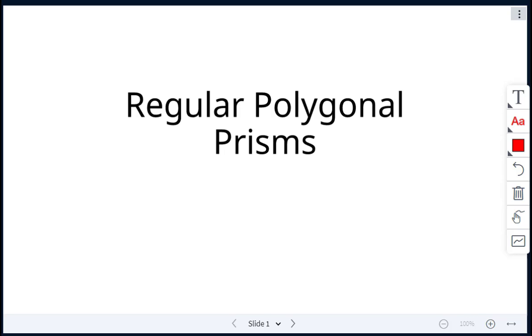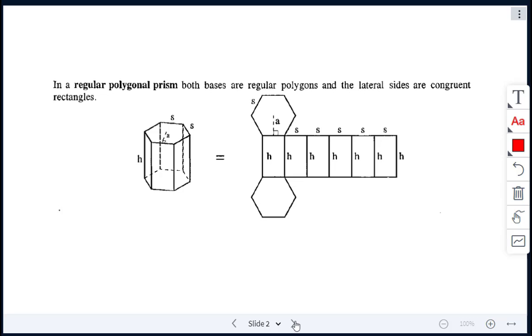All right, today's class we are looking at regular polygonal prisms, and we'll also look at cylinders today, calculating surface area. So here we have a regular polygonal prism. Both bases, so top and bottom here, are regular polygons. In this case, it is 1, 2, 3, 4, 5, 6. It's six-sided, so therefore it's a hexagon.